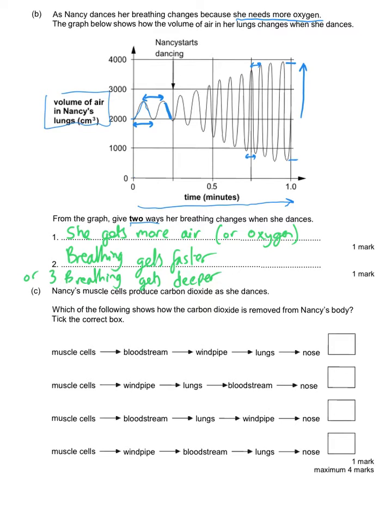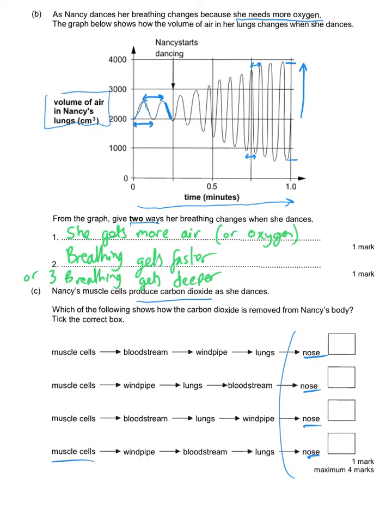Now the final question says that Nancy's muscle cells produce carbon dioxide as she dances, and your body has to get rid of that carbon dioxide. Carbon dioxide's not good for your body to keep inside it. It will feel really weird, and you'd feel faint if you didn't get rid of your carbon dioxide. So which of the following shows how the carbon dioxide is removed from Nancy's body? Now notice they all end in nose, so she's breathing out through her nose, so we don't need to look there.